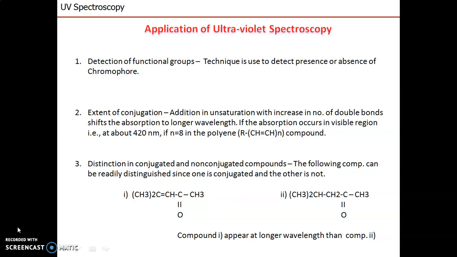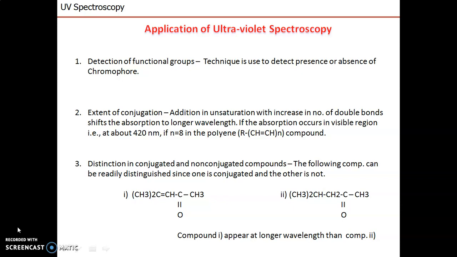Next is extent of conjugation. Addition of unsaturation, with an increase in the number of double bonds, shifts the absorption towards the longer wavelength. If the absorption occurs in the visible region, at about 420 nanometer, then that type of compound is the polyene type of compound. As the number of double bonds increases, the extent of conjugation also increases, and the absorption shifts towards the longer wavelength, that is the red shift.